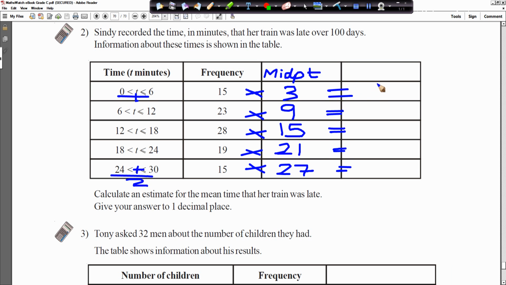Okay, let's go for it. 15 times by 3, folks, give me some answers. 15 times by 3 gives us 45. 23 times by 9.